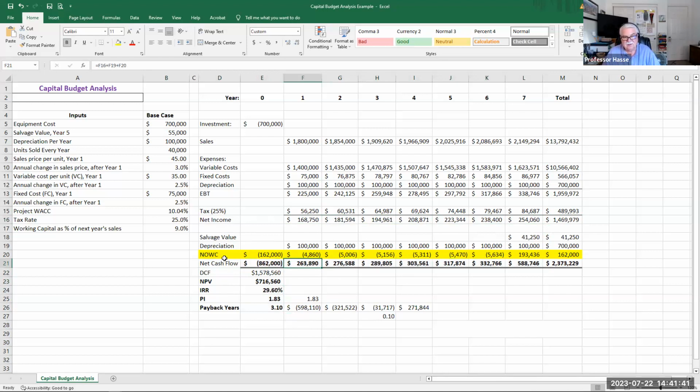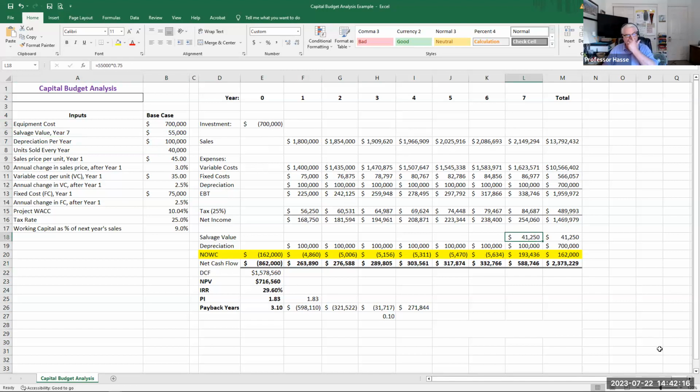Well, first of all, they tell me in the project variables that this project in year 7, I might add, that's the incorrect typo there, year 7, has a salvage value of $55,000. That means at the end of 7 years, I can dispose of this asset and get $55,000 in cash. Well, wait a minute, Mr. Hasse. I see $41,250 in year 7 as salvage value.